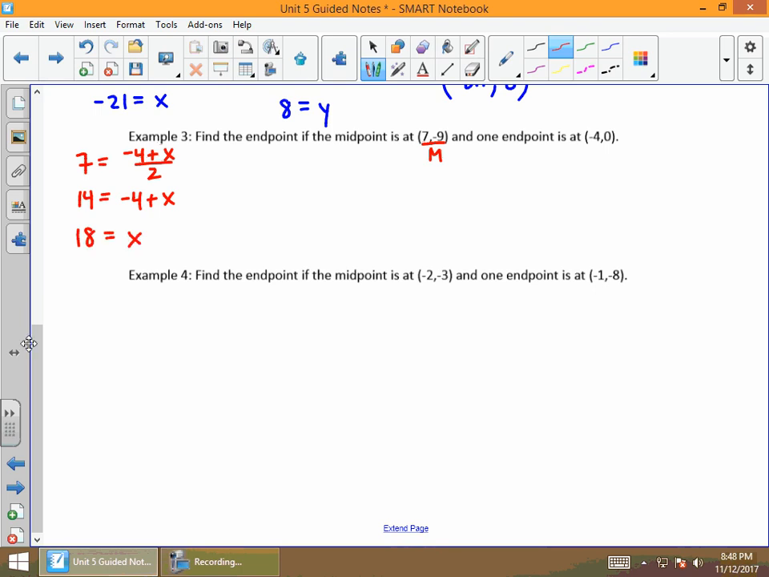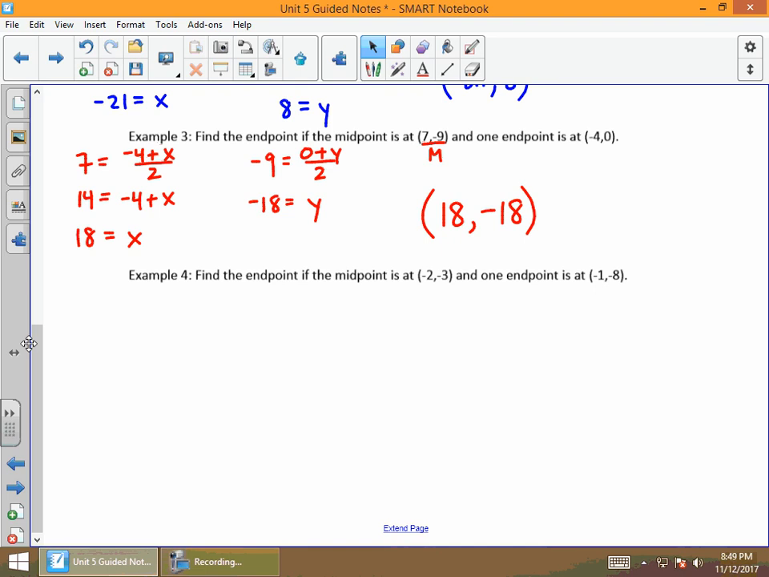The midpoint for y is negative 9, equals y1 plus y2 over 2. Multiply both sides by 2. Negative 18 equals 0 plus y, which is just y. And there's nothing left to solve. So my endpoint on this one, the x value is positive 18. The y value is negative 18. Go ahead and try number 4 on your own if you would like. You can hit pause now.